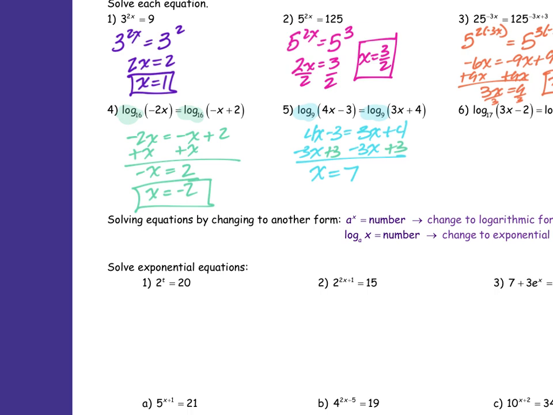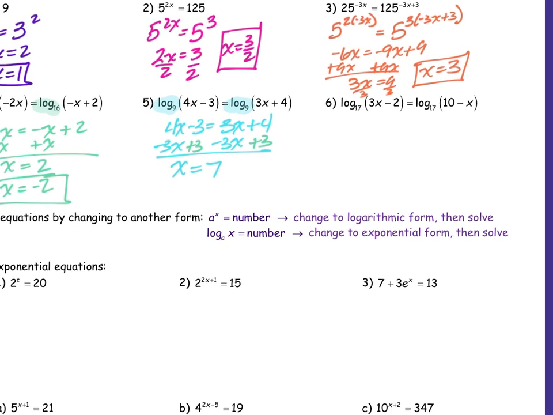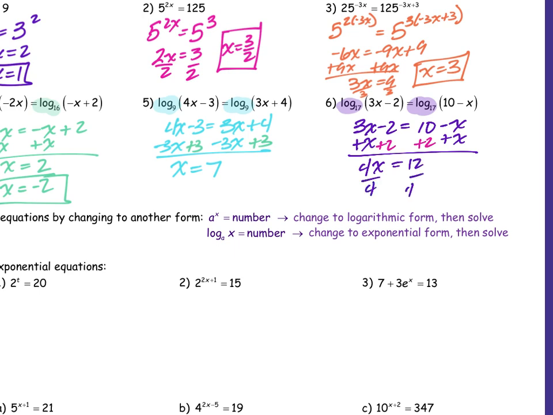Okay. And then the last problem, if I can move the page over here, I've got log base 17 and log base 17, so those are the same. So I've got 3x minus 2 equals 10 minus x plus x plus 2. So I get 4x equals 12. Divide by 4, x equals 3. Okay, do we have any questions? Everyone okay with that? The easy ones, the easy side of it.